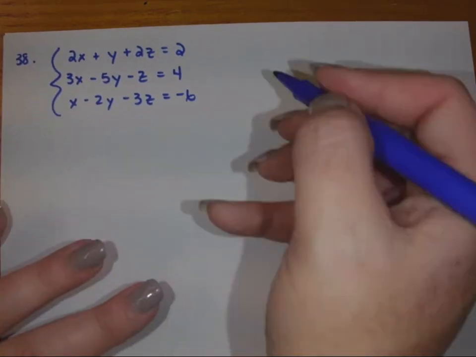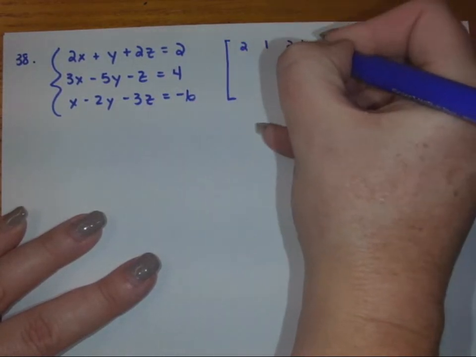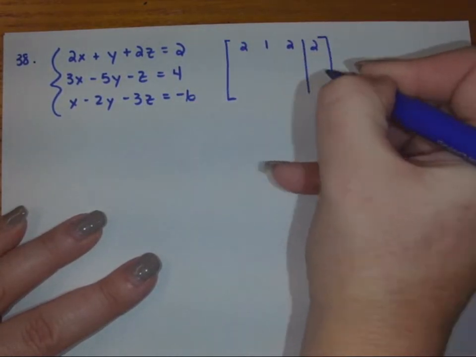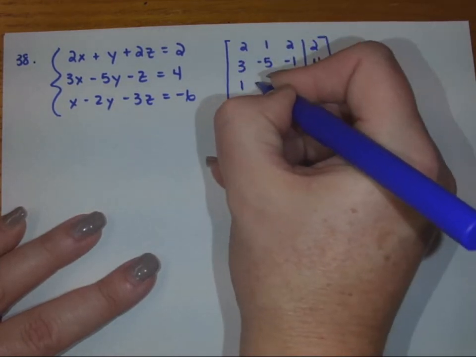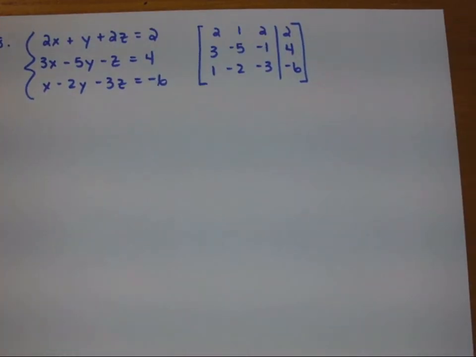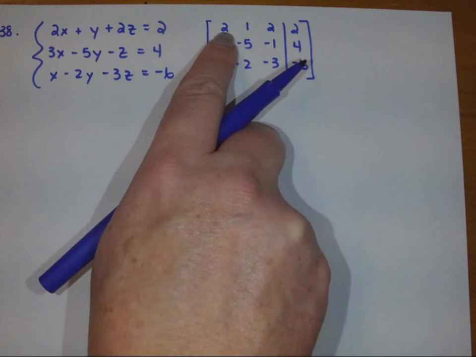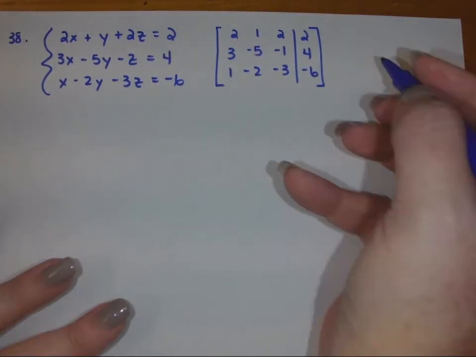All right, so first let's rewrite this as a matrix. So 2, 1, 2, 2, 3, negative 5, negative 1, 4, 1, negative 2, negative 3, negative 6. Anything with 3 variables is going to be more tedious than the 2 variable ones. There's just more to do. So the first thing is, I really would like to have a 1 right here. But I actually can do a row swap and that'll get me my 1.